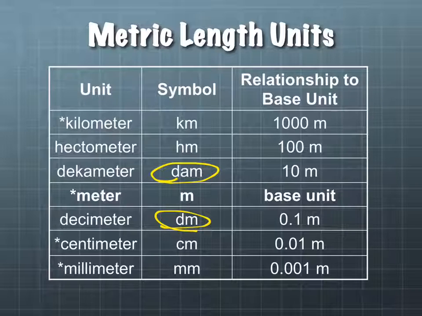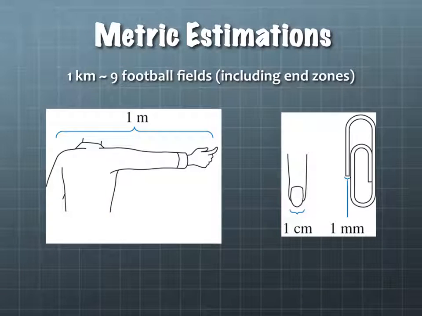Okay. Let's take a look at some metric estimations that could be useful. At some point before you have this metric system quiz, I'd like for you to think of measurements in your mind that you can use on the fly. If somebody says meters, you have a picture in your mind of what that looks like. So this is an example: if you stretch your arm out, from your opposite shoulder to the fingertip, that's about a meter.